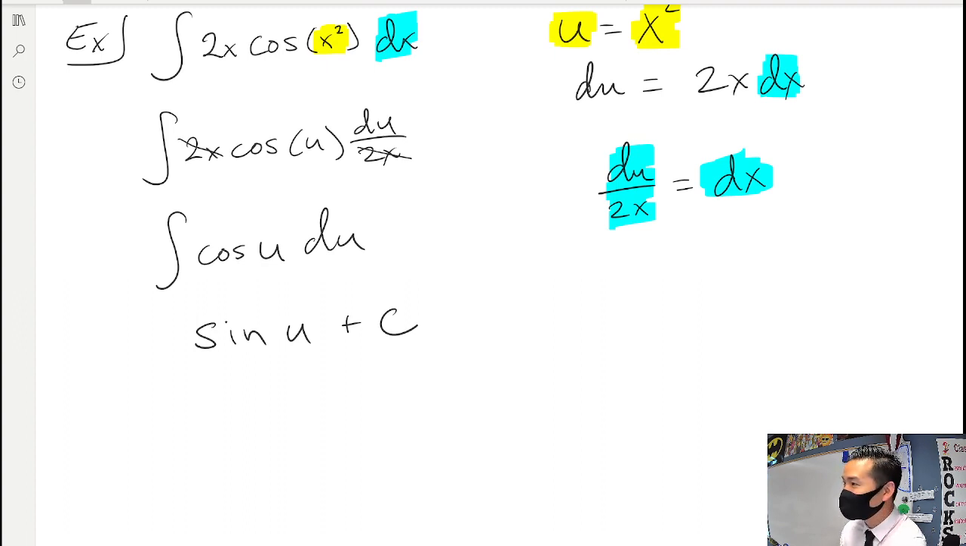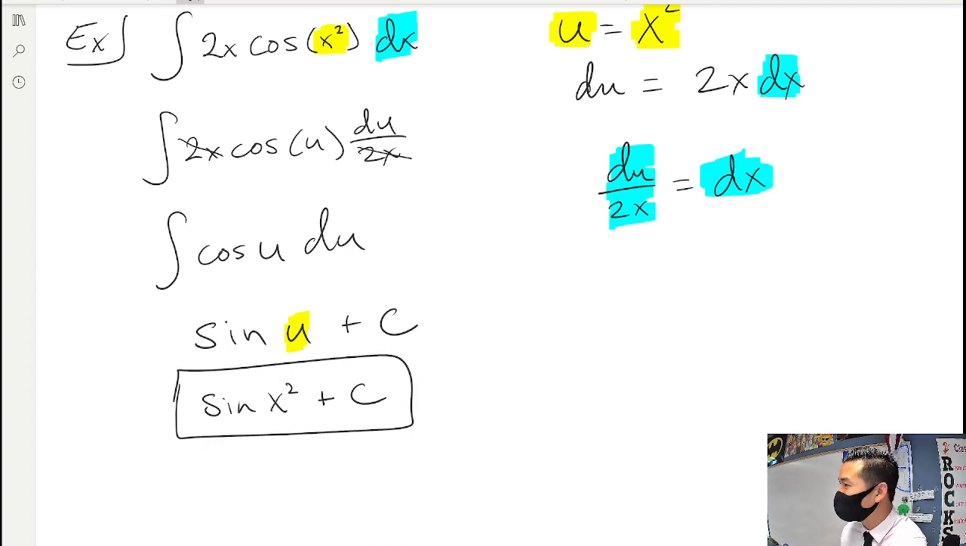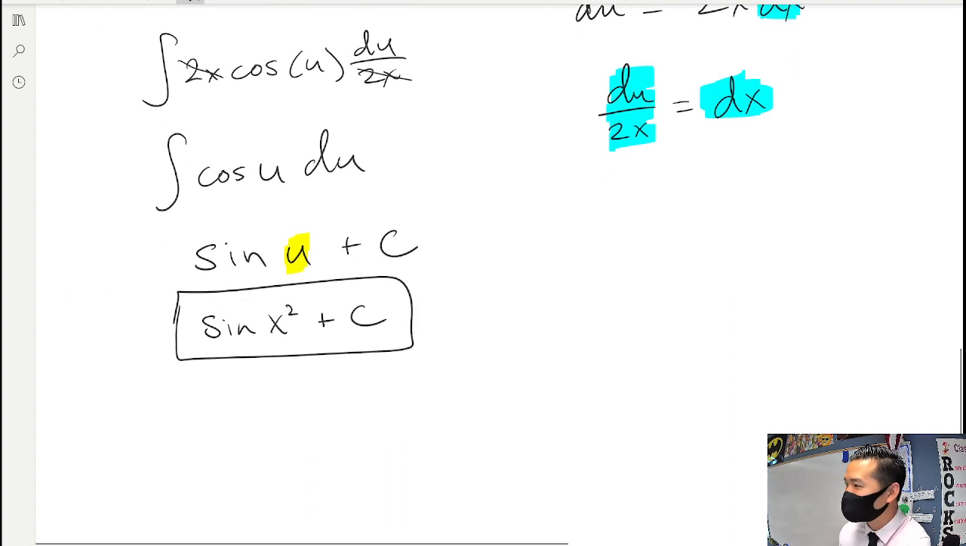That's the answer? Almost. Put it back to its original. We know that u was originally something else, wasn't it? It was x squared. So my full answer is going to be sine of x squared plus c. Okay? That is it. Great. We try another one.